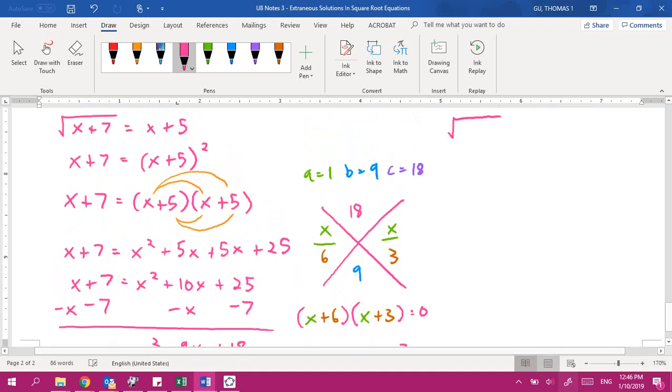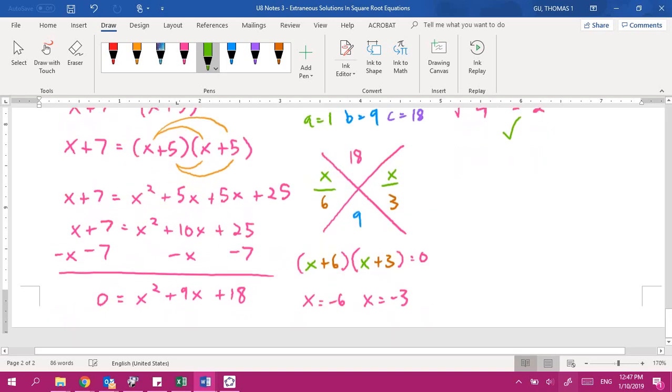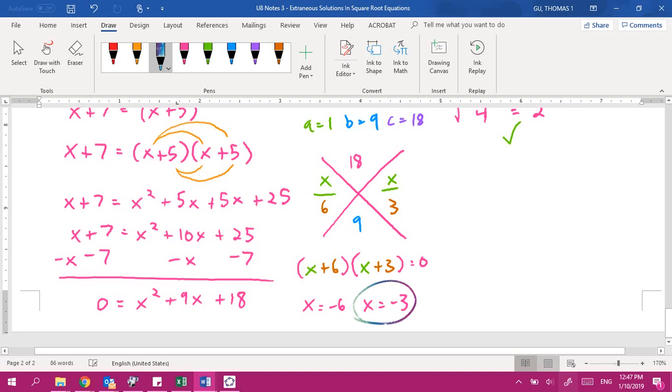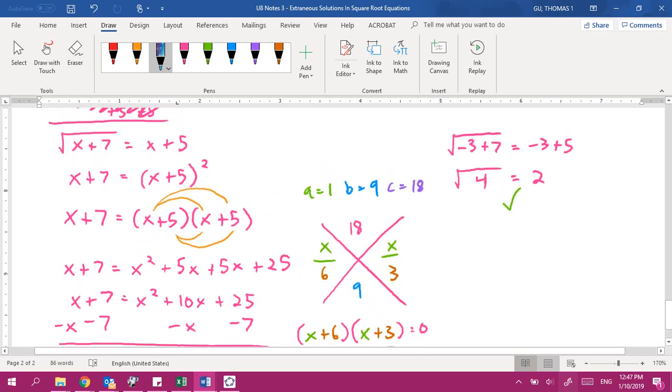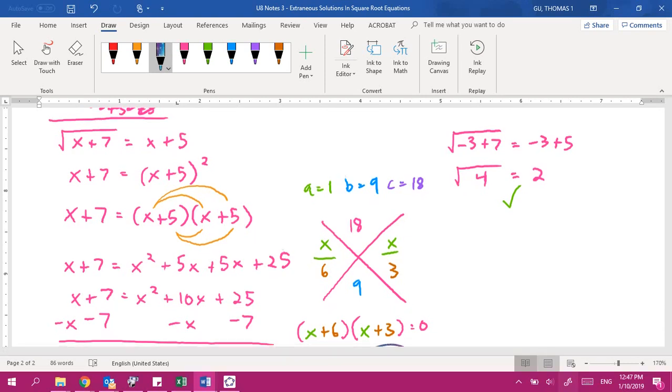So x plus 7, so negative 3 plus 7 equals negative 3 plus 5. What's negative 3 plus 7? Positive 4, equals negative 3 plus 5, which is positive 2. And look, now it says the square root of 4 equals 2. Is that true? Yes, it is. So x equals negative 3 is going to be one of your solutions. And even if you just check the right side, negative 3 plus 5, that's a positive 2. There's nothing wrong with that. One of them could be a solution. Two of them could be a solution. It could, but is it though?